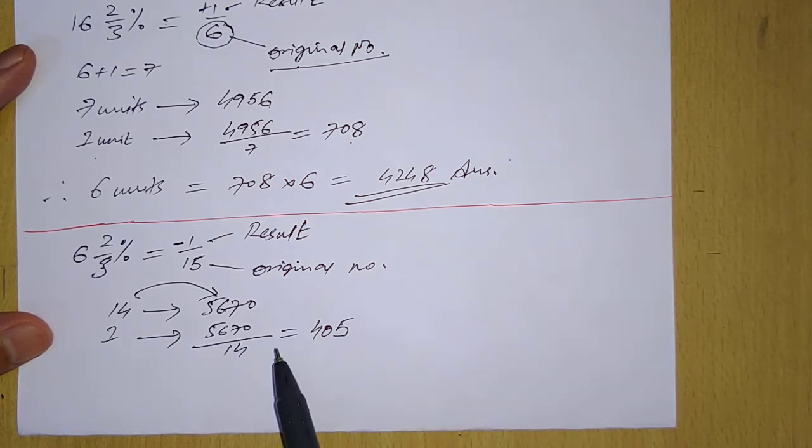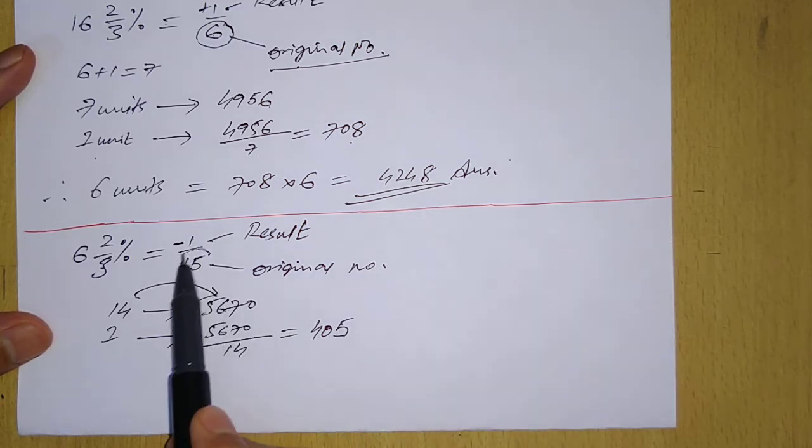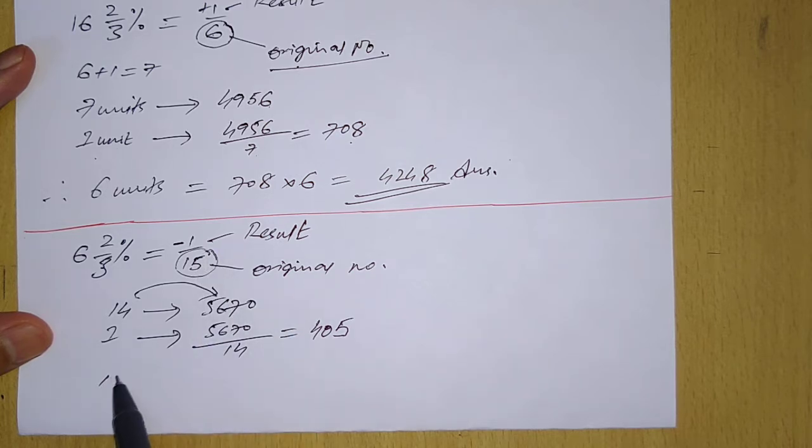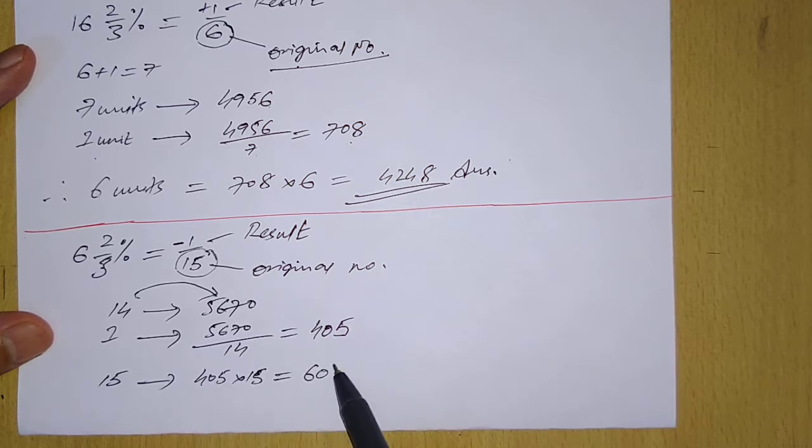And in this question we need to find the original number. So our original number is 15. So 15 units will represent 405 into 15, and our answer will be 6075.